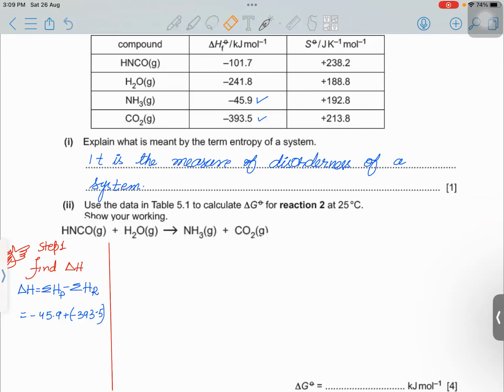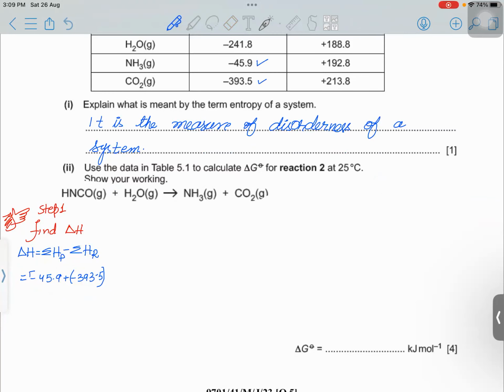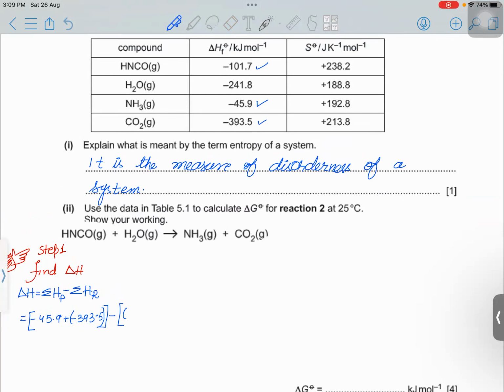This is the enthalpy of product, minus reactant. Reactant is minus 101.7 plus water, minus 241.8. Now, can you give me the answer?